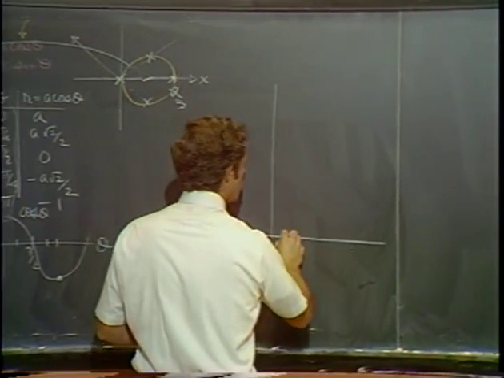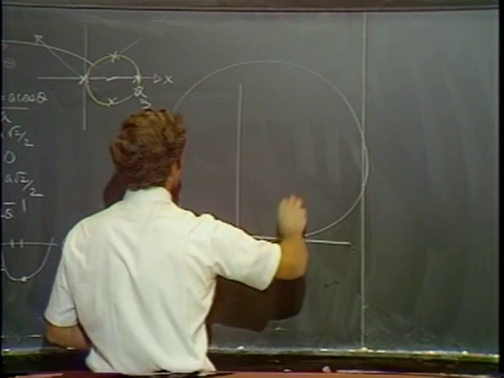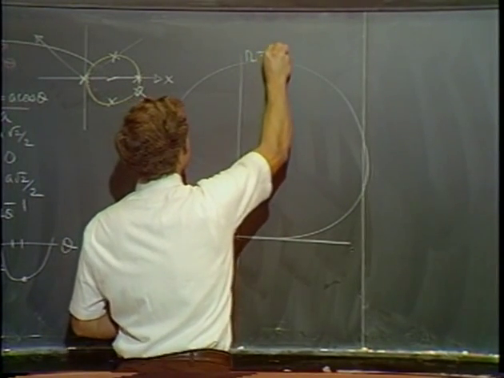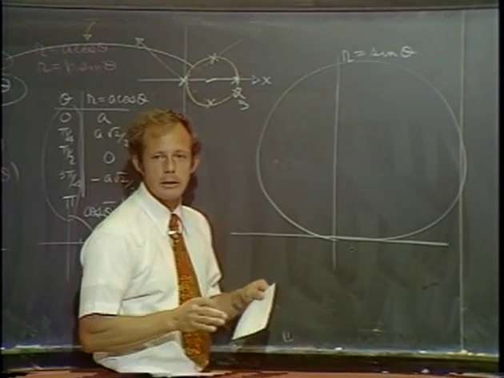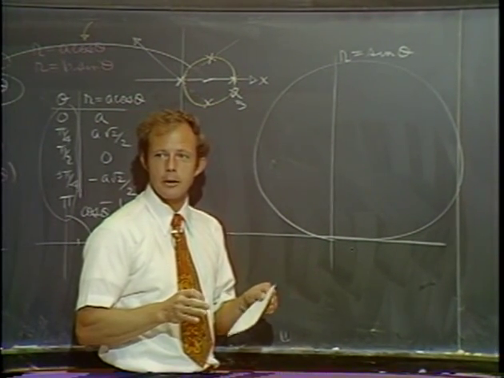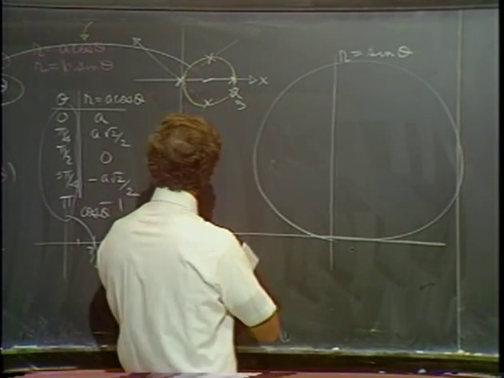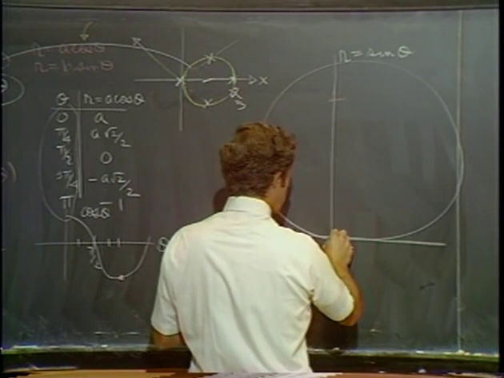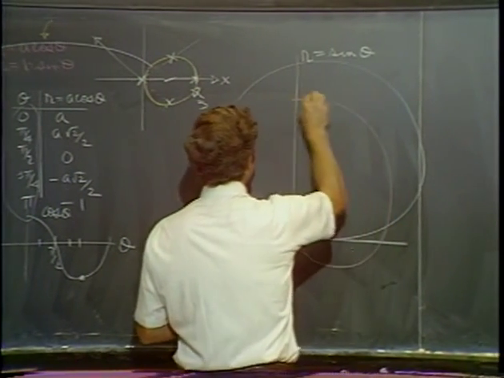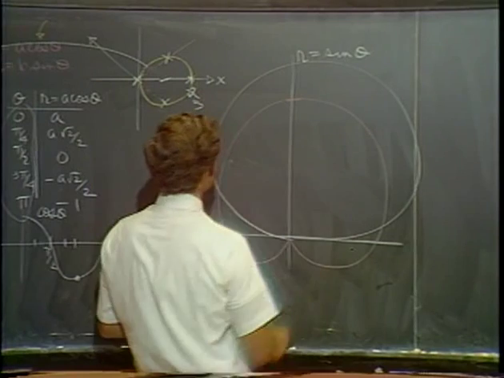Sine 3 theta will be a disk, something like that. Of course, I could draw that perfectly, but I want to give you the feeling that you don't have to be a great artist to do these things. You know, just kind of roughly what's going on. And secondly, that cardioid we came up with seems to have this kind of a shape.